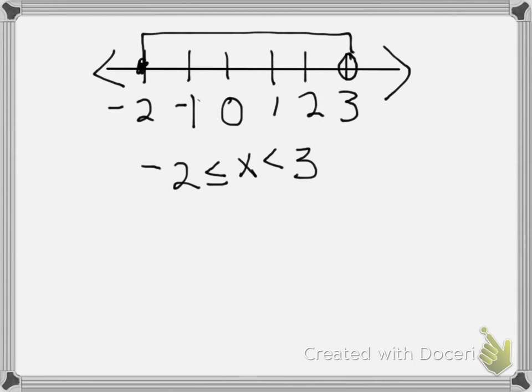The inequality is read x is between and including -2 and 3. Notice it's an equal sign, which is a closed circle at -2, and an open circle at 3. So in interval notation it will be a bracket, -2 to 3 with the parentheses.